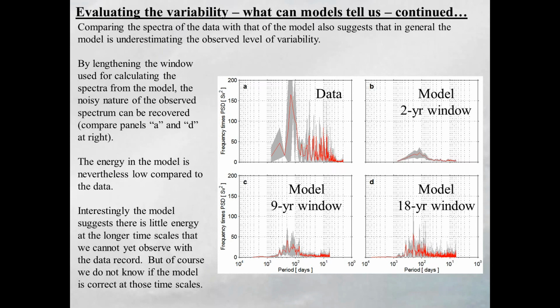One, it becomes much noisier, just like the data, as you would expect, because you have fewer windows to do your averaging of your spectra between. But you'll also notice that the red line here is dropping down very close to 0 at all the longer time scales. So the model is not indicating that there's a lot of energy at the longer time scales. The model's not really finding a great deal of energy.